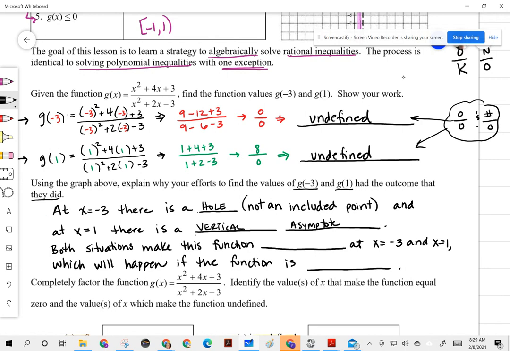Okay. All right, so both situations make this function undefined. Actually, it's not undefined. It's actually discontinuous. So we're going to get into that later too. So whether you have a hole or whether you have a vertical asymptote, that is the part that makes the function discontinuous. You can't just trace the graph with a pencil. So it's discontinuous at x equals -3 and 1, which will happen if the function is undefined. So when you have something that's undefined, that's where the function is becoming discontinuous.